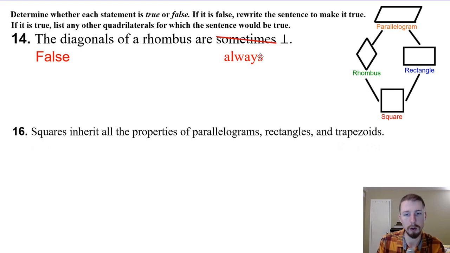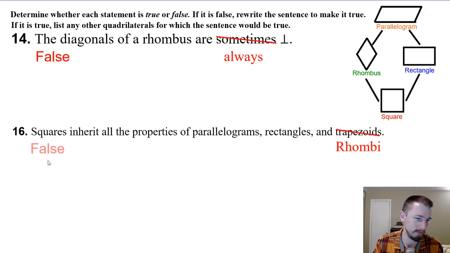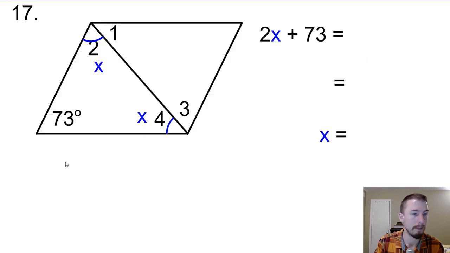And we don't have to rewrite the whole statement, just change the words or cross it out and put what it's supposed to be. 16, squares inherit all the properties of parallelograms, rectangles, and trapezoids. So squares inherit all the properties of parallelograms, that's true, rectangles, and the baby mama, which is a rhombus, not a trapezoid. A trapezoid, that's something completely different. What did I just say? All right, so cross that one out. It should be a rhombus instead, and that would be false.